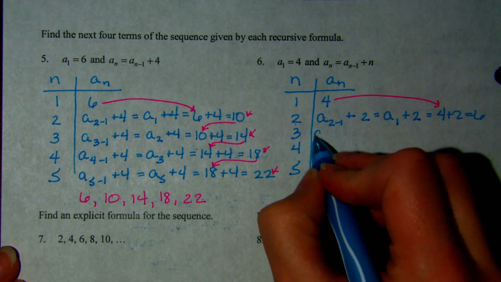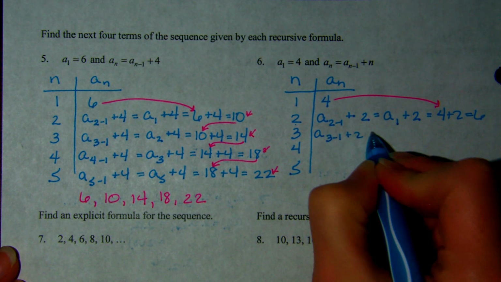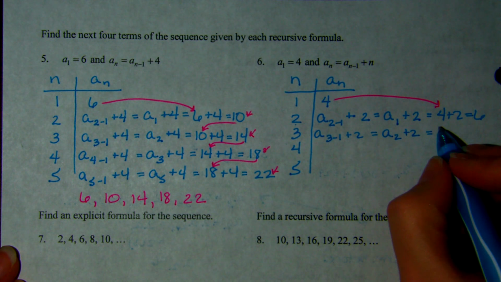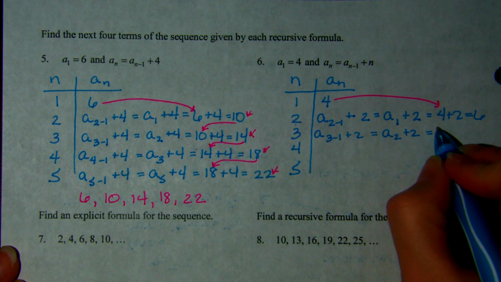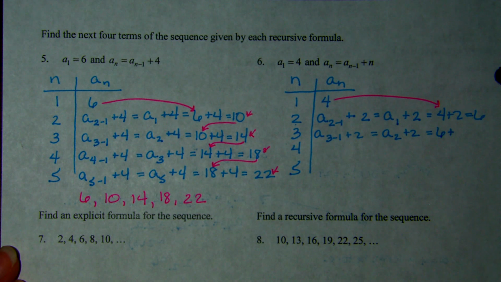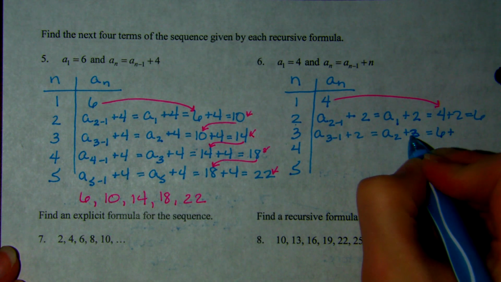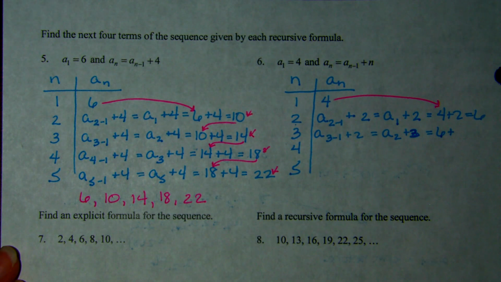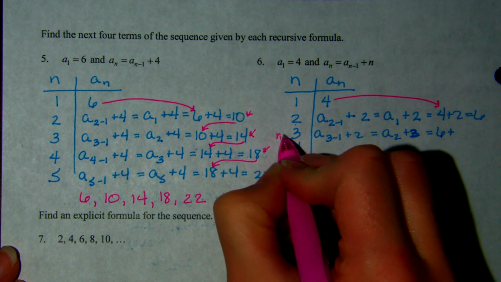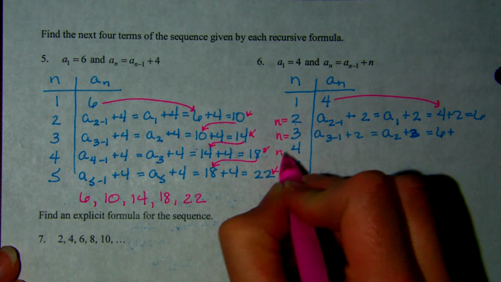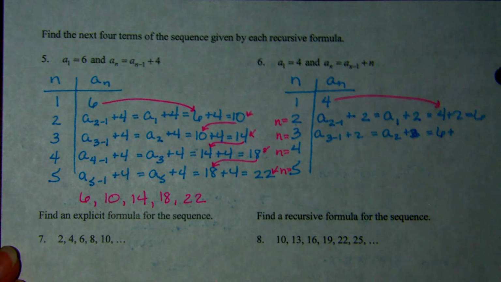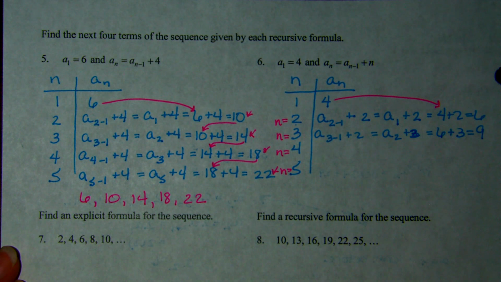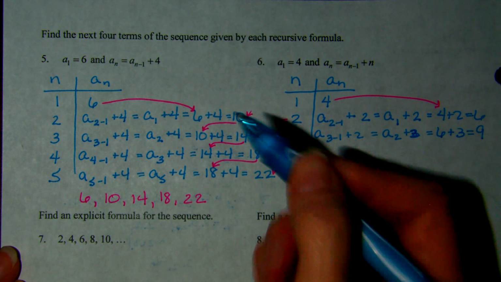All right, so a sub 3 is a sub 3 minus 1 plus 2, which is a sub 2 plus 2. And that is 6. I'm sorry, thank you so much, guys. It's a plus 3, because we are using our position right here. This is our n value. Way to call me on that right away, guys. Well done. Okay, so that's 9.